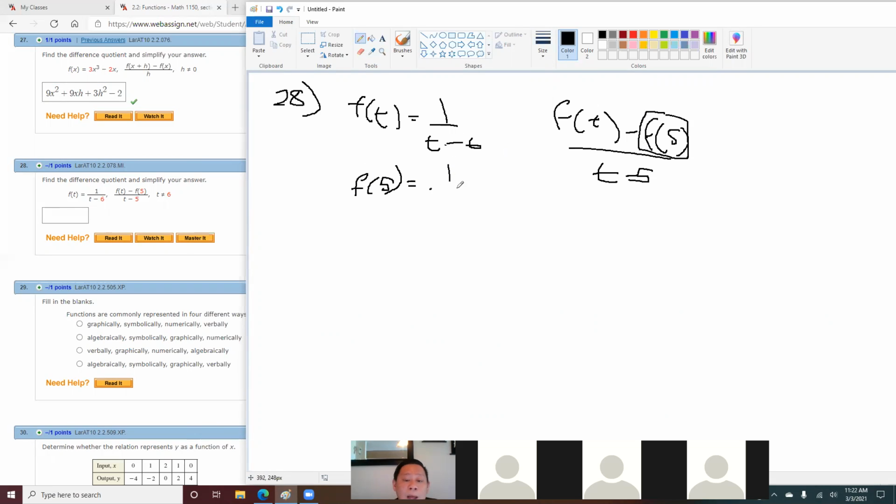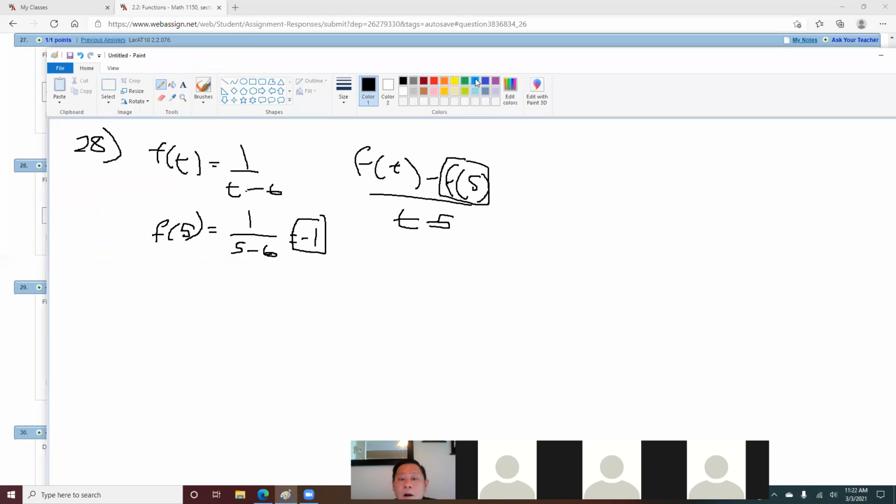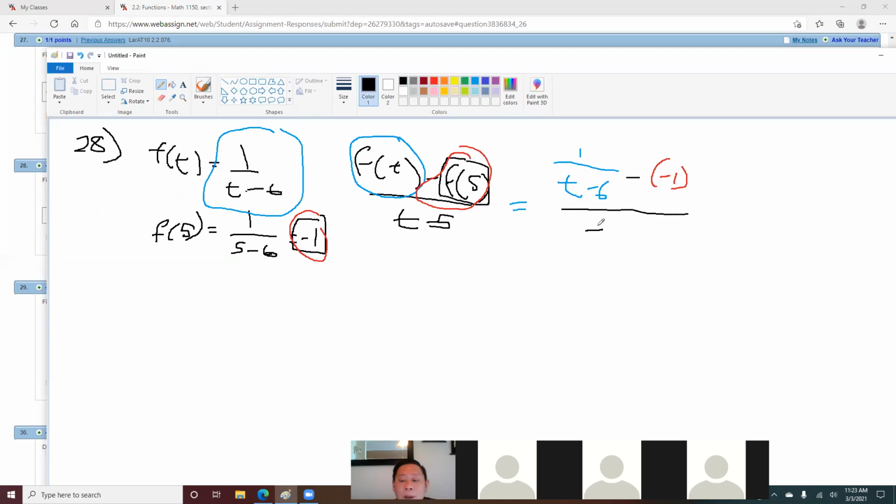So f(5) means you plug 5 into t, you get yourself a -1. So what you do here is you plug all of this inside here. f(t) is this fellow, the function of t. So I put 1 over t minus 6, minus f(5), which we found out early on is -1, and this is all over t minus 5.